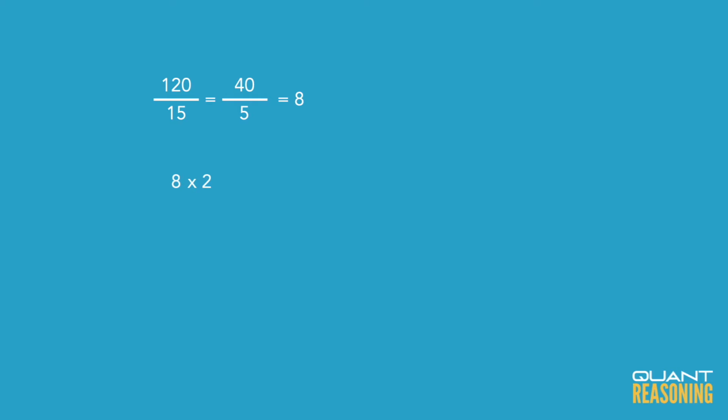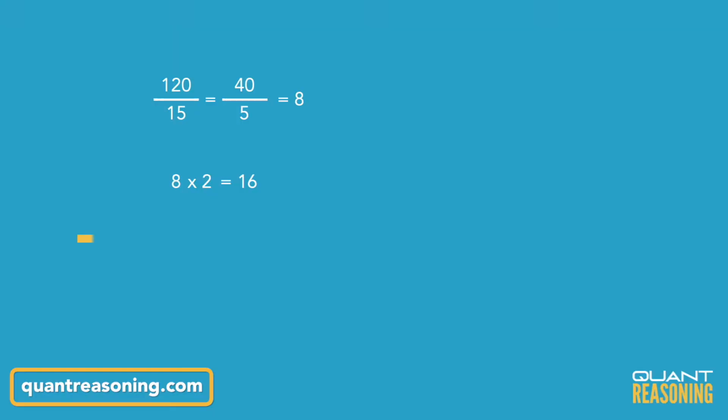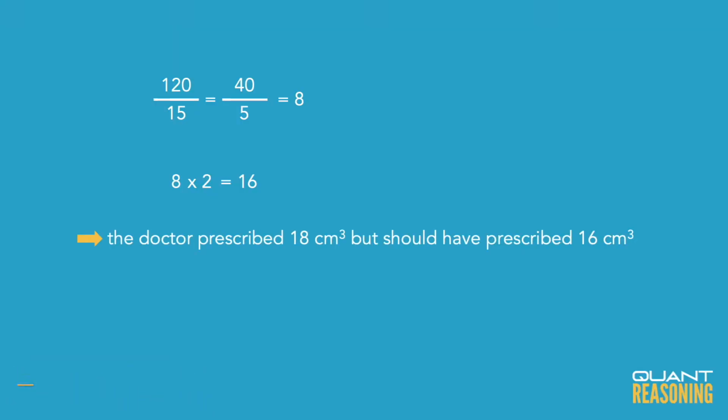So 2 cubic centimeters, 8 times, that's 16 cubic centimeters. So now I can say that the doctor prescribed 18 cubic centimeters, but should have prescribed 16 cubic centimeters. And it looks like the question wants us to figure out what percent is 18 greater than 16.